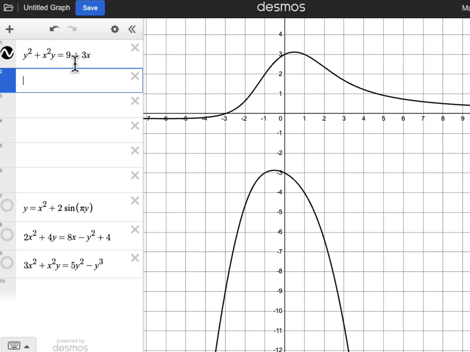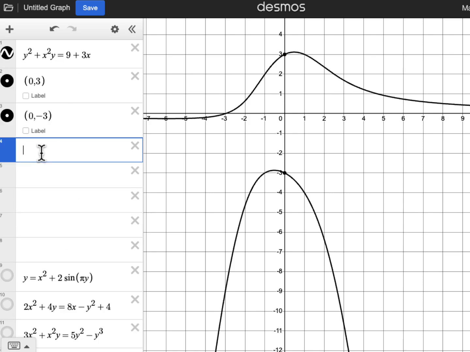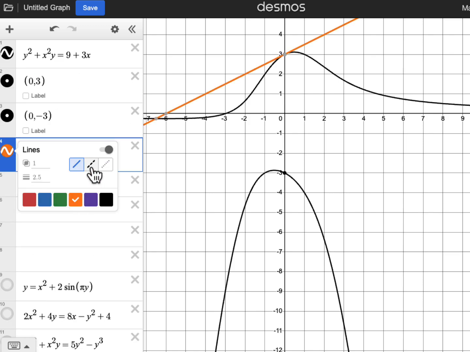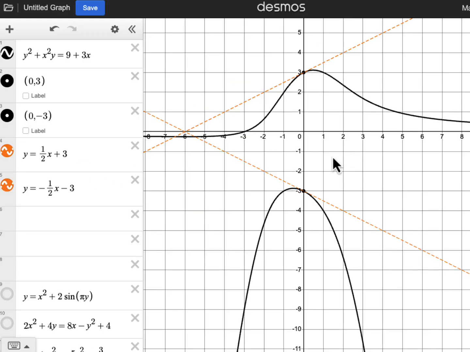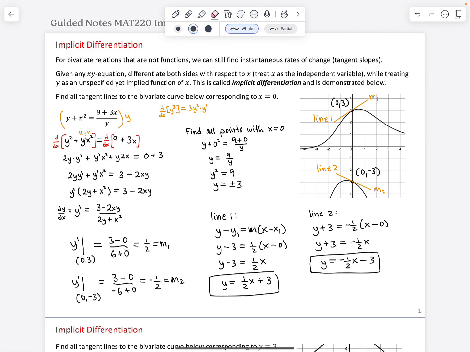Confirming with technology, I've typed in the equation after I multiplied both sides by y. You could also type in the equation before you multiply both sides by y. Let's type in the 2 points and then the 2 lines. I'll make them orange, dashed, and skinnier. And there we have the graph, which includes the 2 tangent lines that we were after. Okay, let's go to the next page.